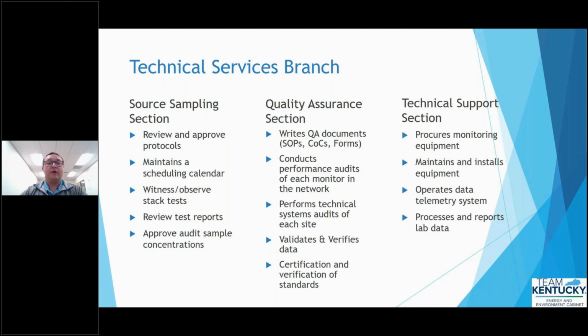Some of our other branch staff that don't fall into those 2 sections are responsible for things like writing our annual network plan and quality assurance project plans. They upload data to EPA-operated databases, and they also evaluate our sites annually to meet siting criteria set by the EPA. Next slide, please.